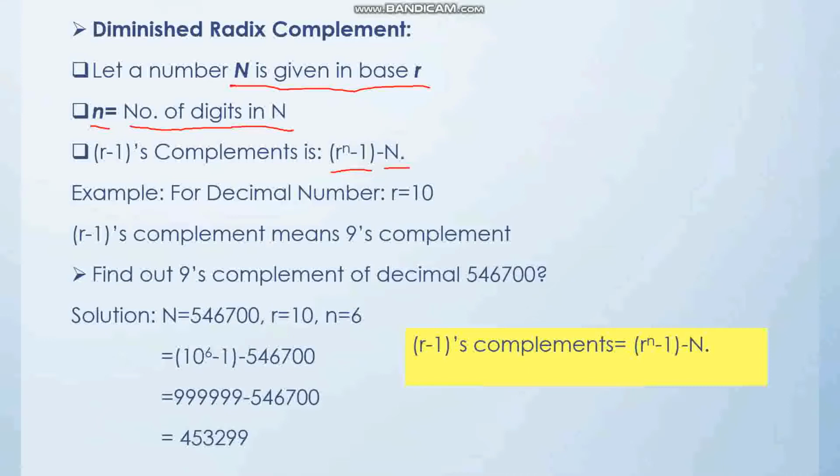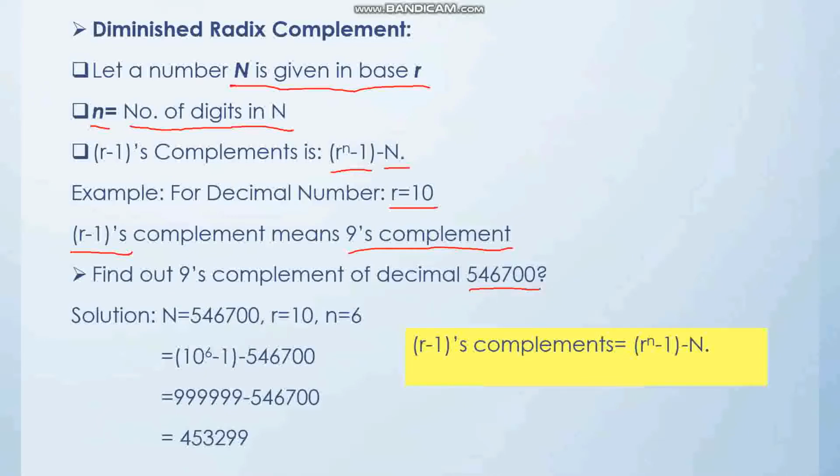For example, we are working with the decimal number. The base, or radix, for the decimal number system is 10. Now I want to calculate r minus 1's complement. The value of r is 10, so 10 minus 1 means I am talking about the 9's complement. Now take a question. Find out 9's complement of decimal 546700.